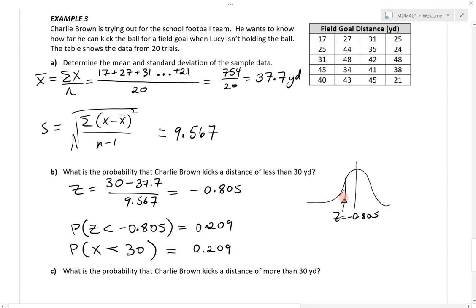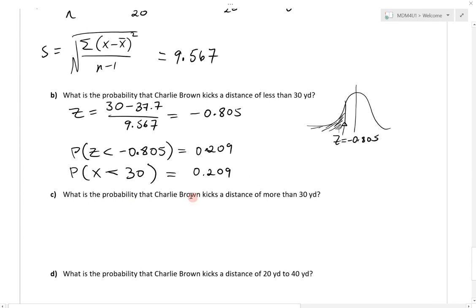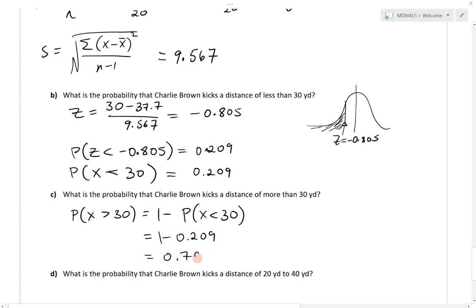Okay, remember the area under the curve represents the left side of the z-score. And I should say the probabilities that are given to us in the table represent the left side of the z-score. All right, part C, what is the probability that Charlie Brown kicks a distance of more than 30 yards? So this is just using the indirect method. The probability that the ball is more than 30 is equal to 1 minus the probability of it being less than 30. This is very common with the more than questions because the z-score tables only give you the left side. If you want everything above it, you have to subtract it using the indirect method. So in this case, it's 1 minus 0.209, which is 0.791.